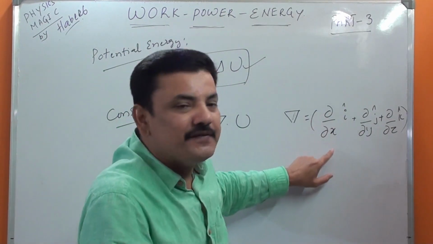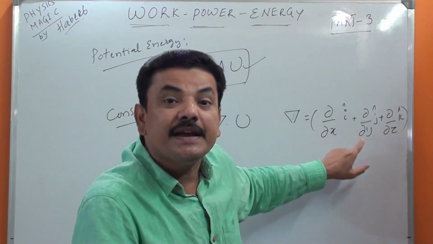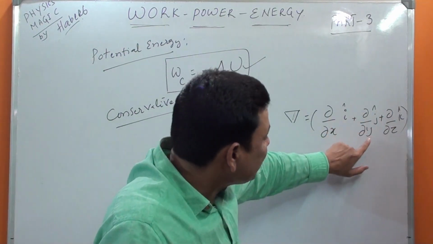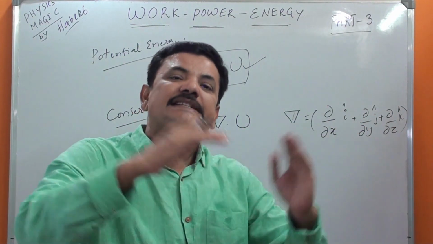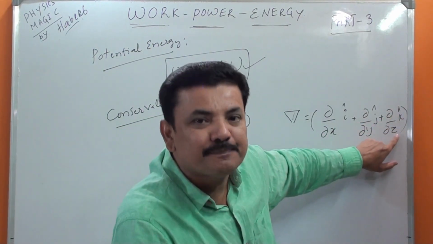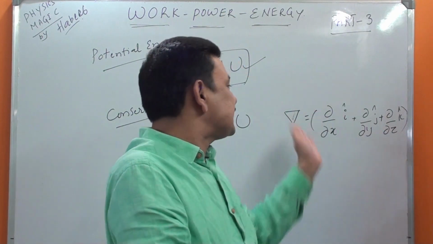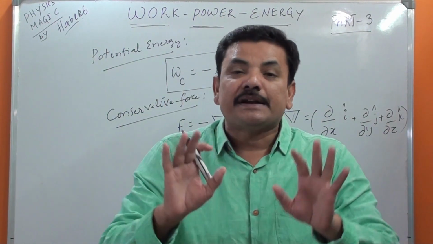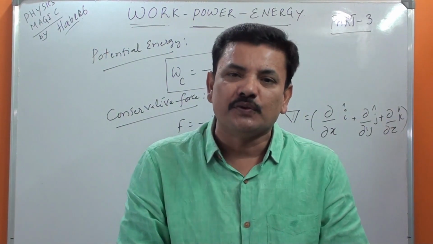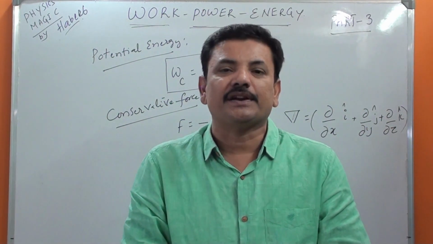So when you are differentiating with respect to x, y and z will be considered as constants. Then when you are differentiating with respect to y, x and z will be considered as constants. When you are differentiating with respect to z, then x and y will be constants. But don't worry, if I take one example and explain, you will understand it very clearly.